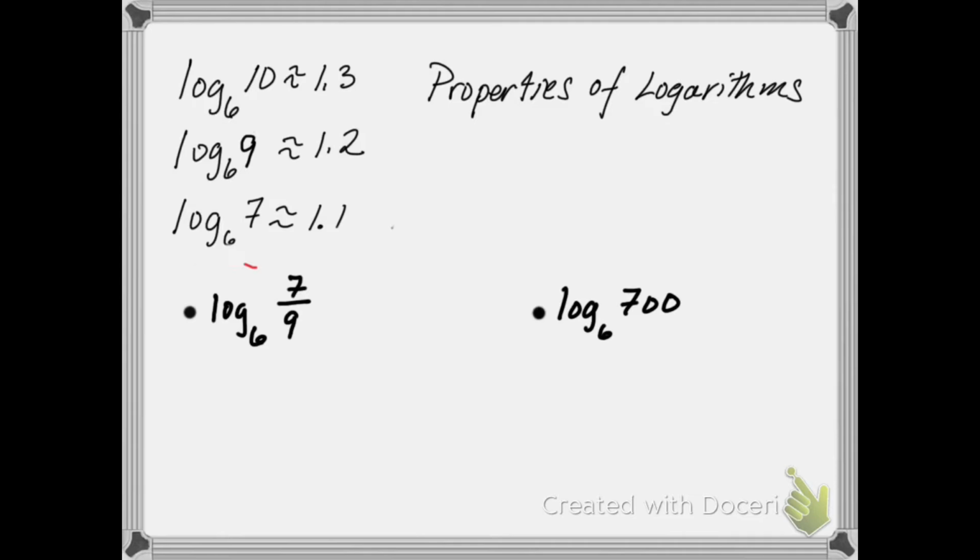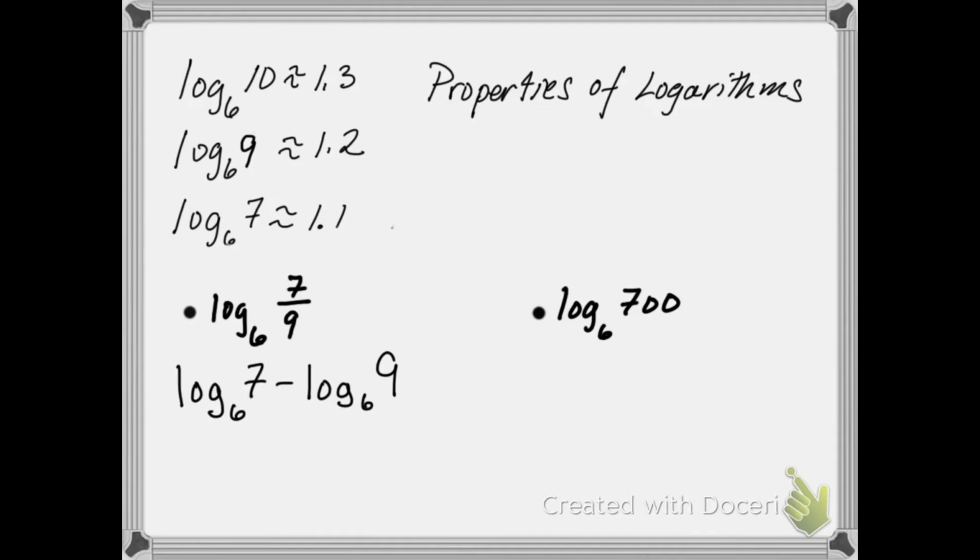So here I've got this log base 6 of 7 over 9, which using the definition of logarithms, I don't know what power I could raise 6 to get 7 over 9. But I do have these approximate values for some other logarithms. So it should be pretty simple to see that I can use the properties of logarithms to write log base 6 of 7 minus log base 6 of 9. And that's using the division property of logarithms that yields a difference.